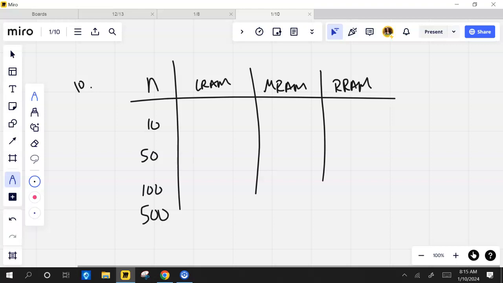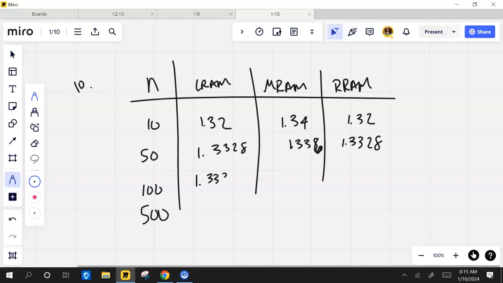I'm just going to copy what they have in here. I'm going to assume this is what you got: 1.32, 1.34, 1.32. Is that what y'all had? 1.3328, 1.3336. And so as you increase the number of intervals, what's happening here? They get closer to the same number, and all three of them get closer to the same number, right?